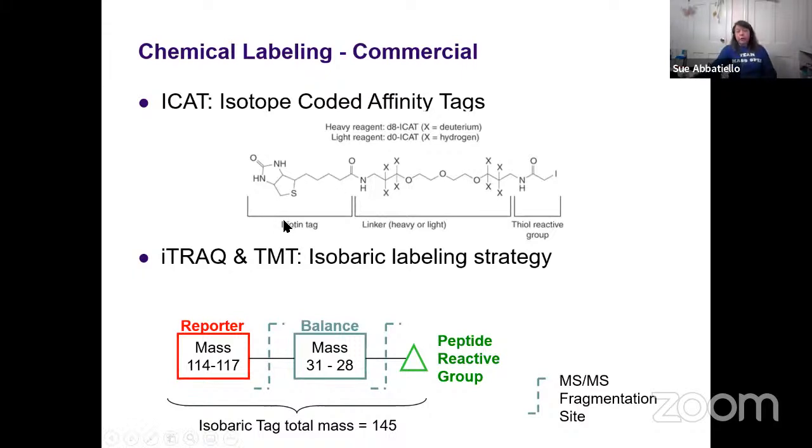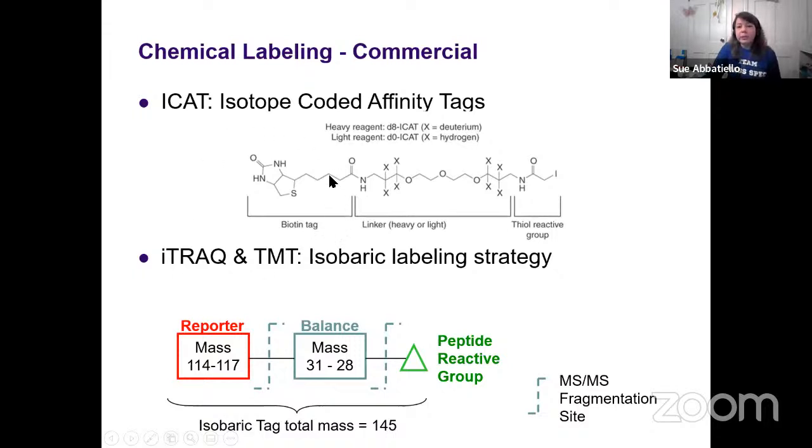So another approach is using chemical derivatization, and this started many years ago with isotope-coded affinity tags, where you've got a thiol reactive group which reacts with your protein or peptides, usually the cysteine residue, and this can be modified to react with a number of different peptide reactive groups or protein reactive groups, like the N-terminus or primary amines. And then there's a linker region that you can incorporate heavy isotope like carbon-13 or nitrogen-15, or in some cases deuterium. This was very early on.